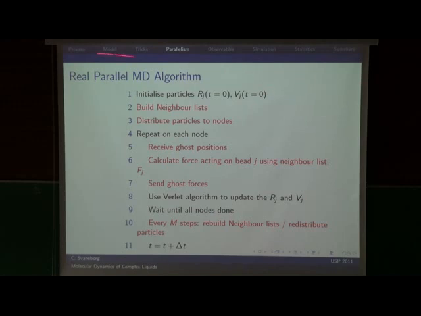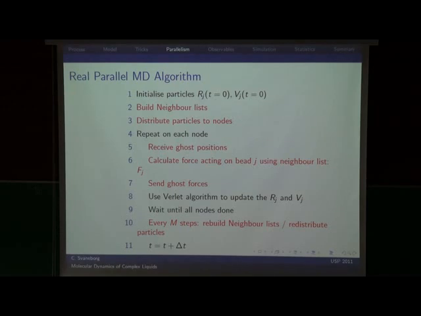Again, we need to initialize the configuration. We need to build neighbor lists. We need to distribute particles to all the CPUs that we have available. And now we have to repeat on each node that we receive the ghost positions of particles that are owned by neighboring CPUs, but that are interacting with particles on the current node. Then we need to use the neighbor lists, but they also need to be aware of this complexity of having multiple CPUs. But again, we can calculate the force using O(N) computation.